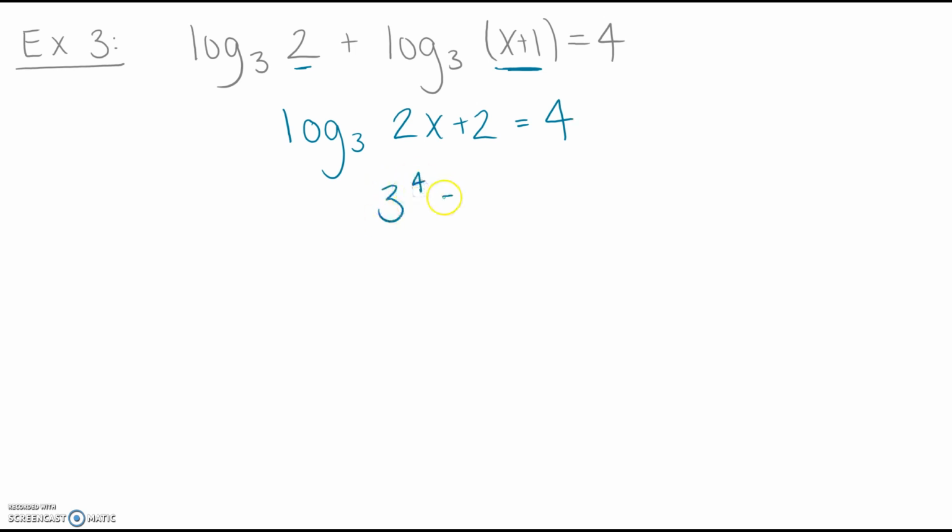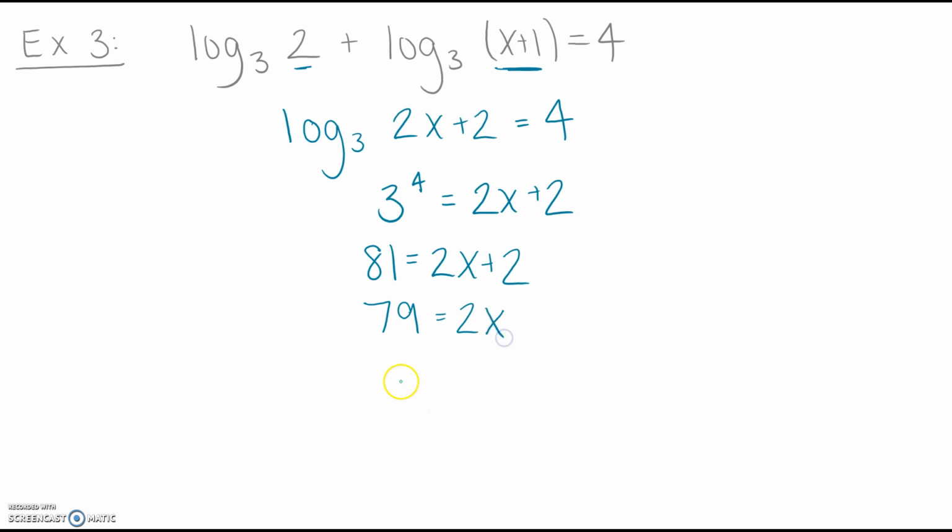So 3 to the 4th equals 2x plus 2. 3 to the 4th power is 81. 81 minus 2 is 79. And then we will divide by 2. So our final answer is 79 halves.